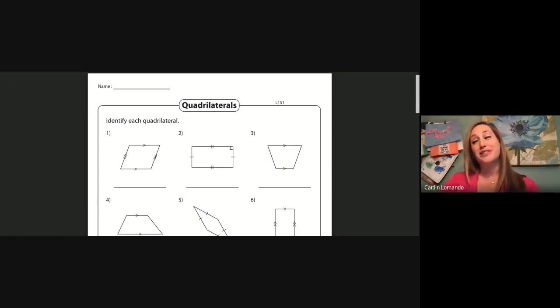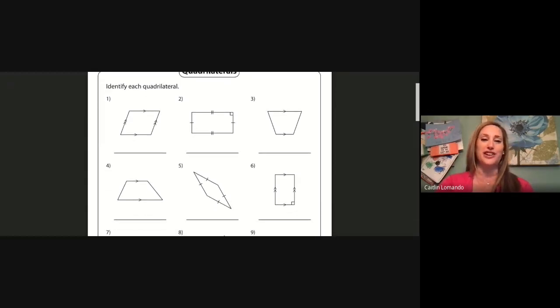All right, number 3, this one might be a little bit trickier. This one has 1 set of parallel lines. It's not a parallelogram. What could this one be called? Let's pause and discuss. Did you guess trapezoid? Number 3 is a trapezoid. That might be maybe a new word for some people. So that one might be a little bit trickier.